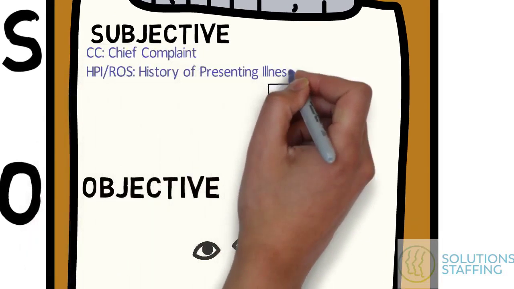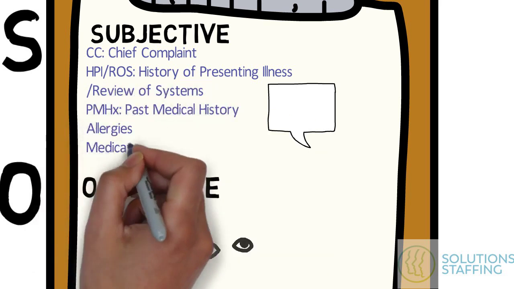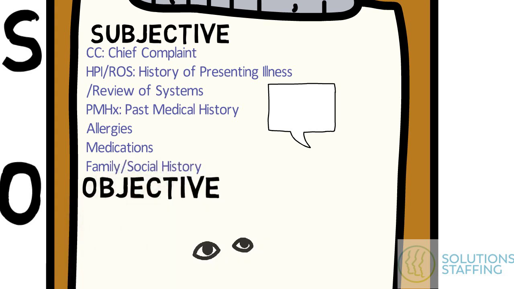The headings to include under subjective are CC, or chief complaint. This is why the patient has presented to the clinic. It's often helpful to use a direct quote from the patient here. HPI and ROS stand for history of presenting illness and review of systems. This is your symptom review. How long has the health issue been going on for? Has it happened before? Does anything make it worse? And under your review of systems are your more global questions, such as fever, weight loss, trouble sleeping, etc.